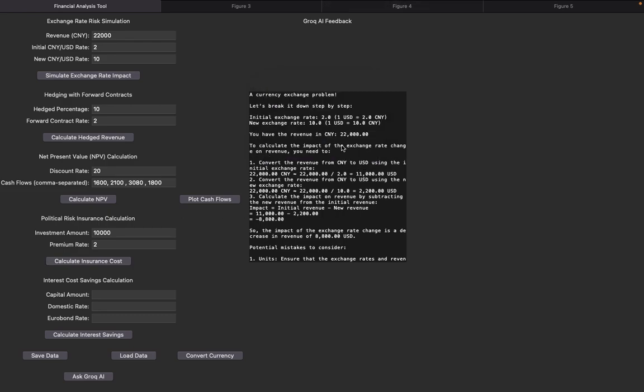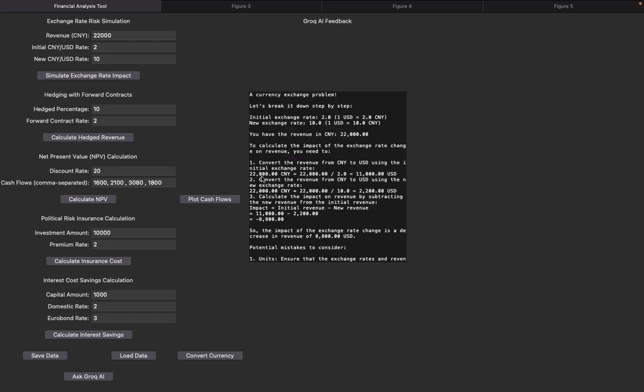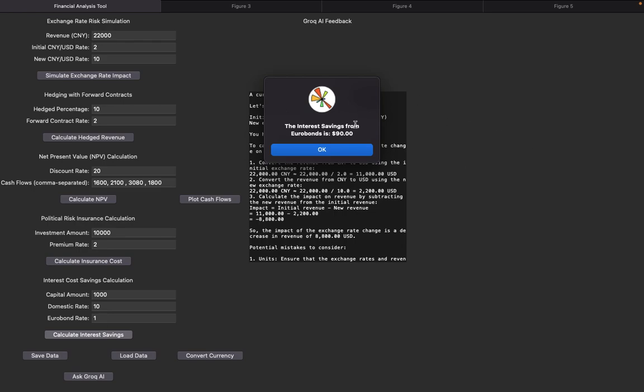So coming to the last part of our application, that would be the interest cost saving calculation. We just enter the capital amount as 1000. The domestic rate, like the Indian rate, would be around 2%. So let's take 2% and euro bond as 3%. So we can calculate the interest. The euro bond would be going negative when we take it as a domestic rate. But if we take this as 1 and this as 10, so if the domestic is high, because euro bonds are usually more than the domestic rate, we would have a profit of around $90.